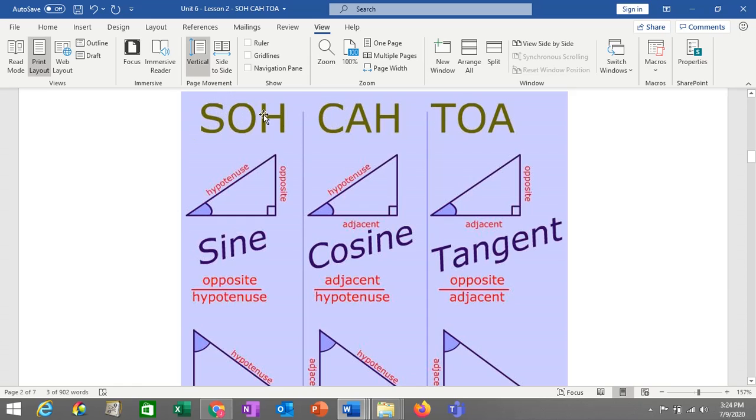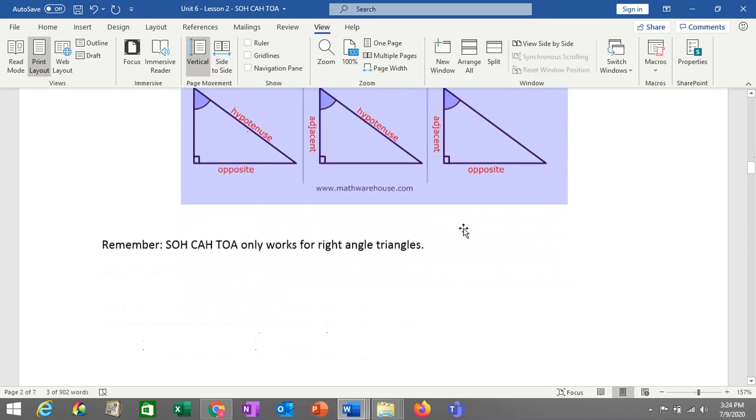So SOHCAHTOA, right? S goes with O over H, or opposite over hypotenuse. C for cosine goes with adjacent over hypotenuse. T for tangent goes with opposite over adjacent. And I worded that kind of vaguely because I said if you have this angle and you want to do something with the opposite side and the hypotenuse. But the reason it's vague is because it depends on what you're trying to do. So we'll see examples of that in just a second.